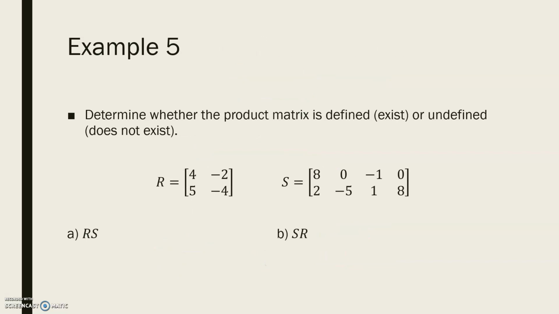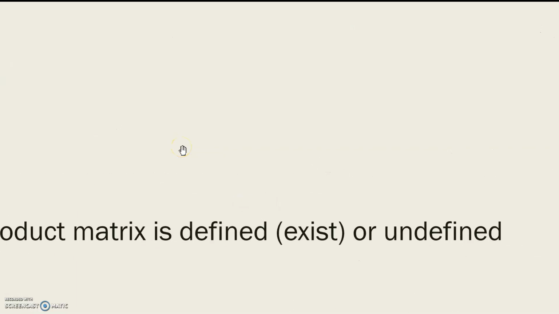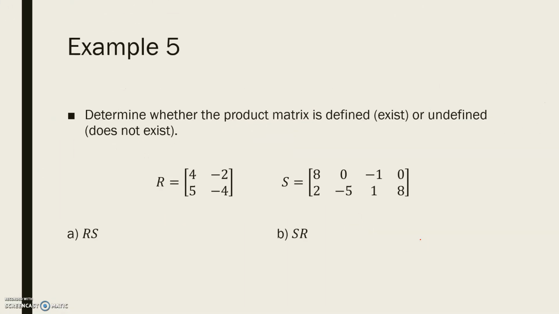All right, so for this one, we're just determining if the product exists or doesn't exist. Is it defined or undefined? We don't actually have to find it. So with R and S, we have to look at what the dimensions are. So the dimensions of this one would be a 2 by 2. The dimensions of this one would be a 2 by 4.